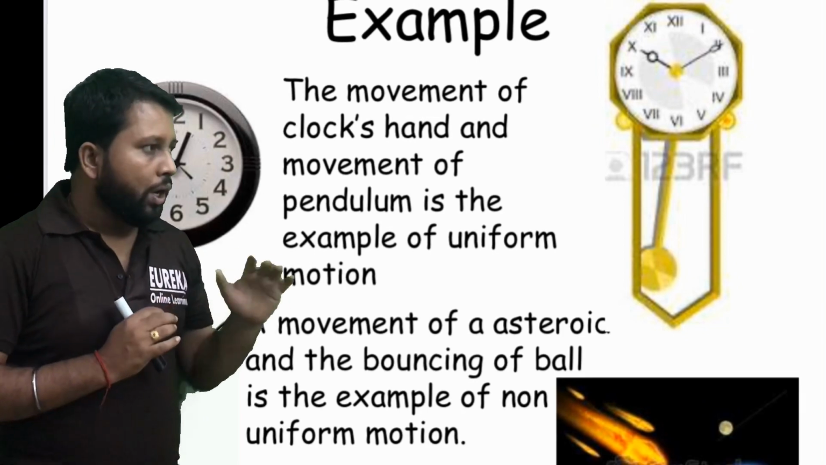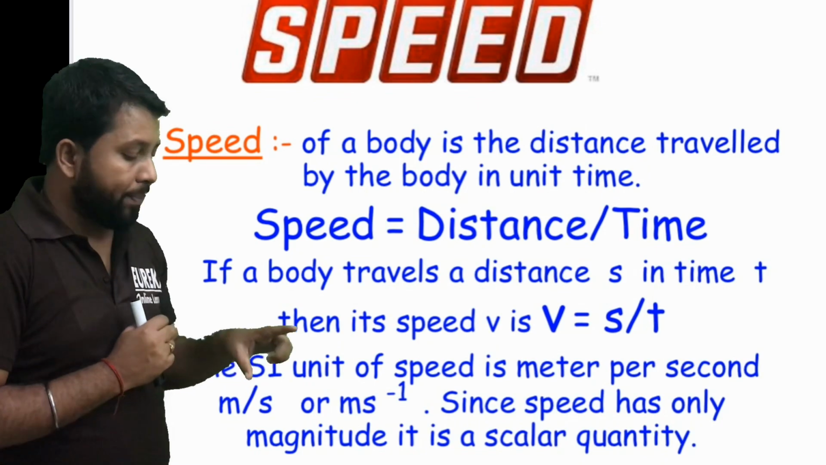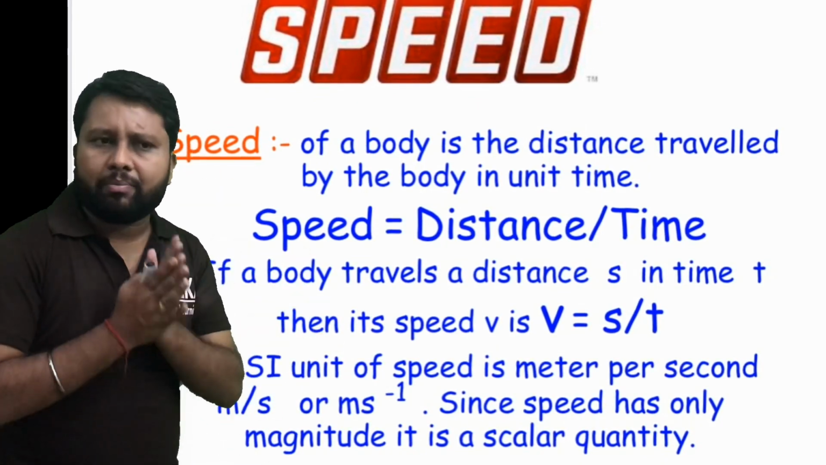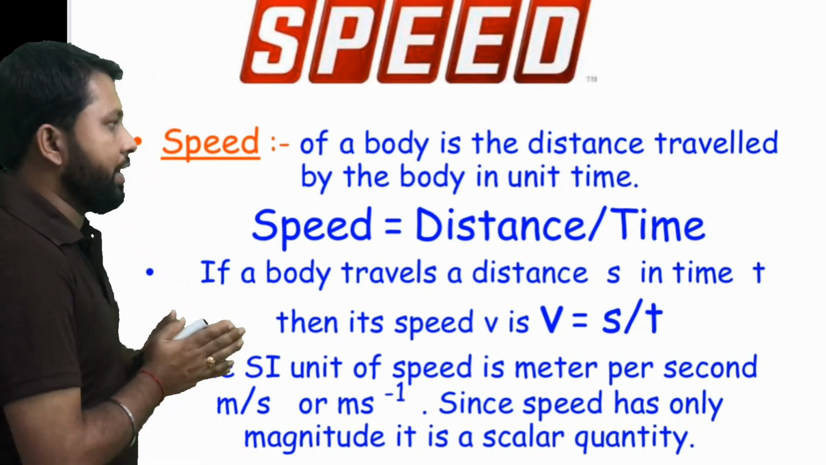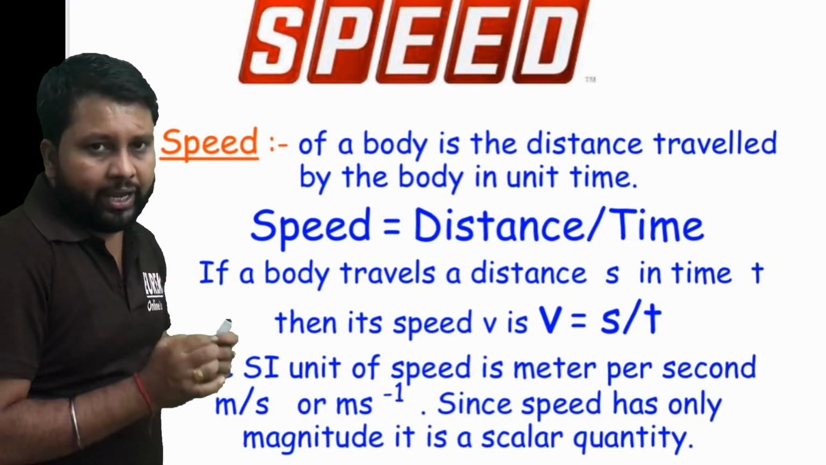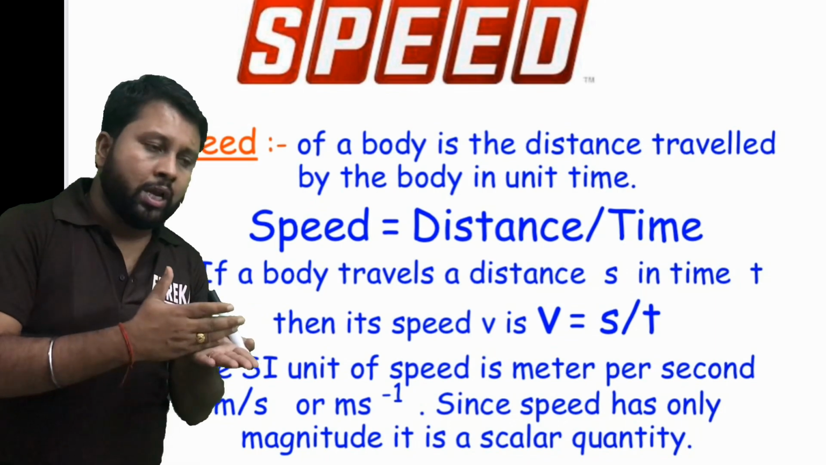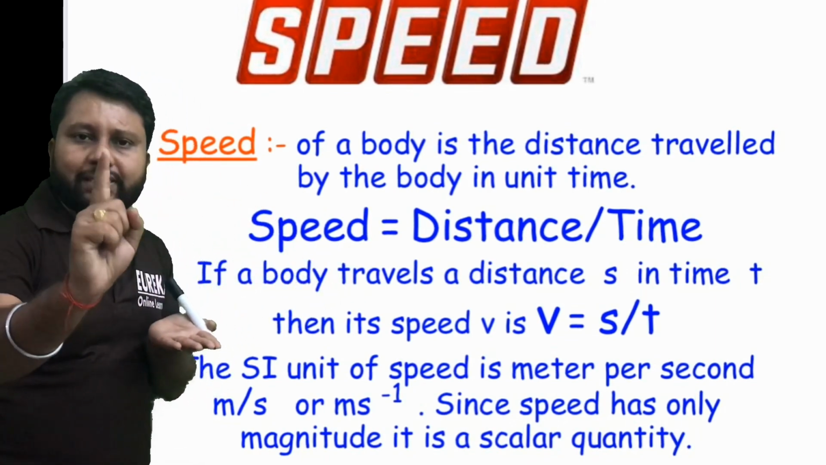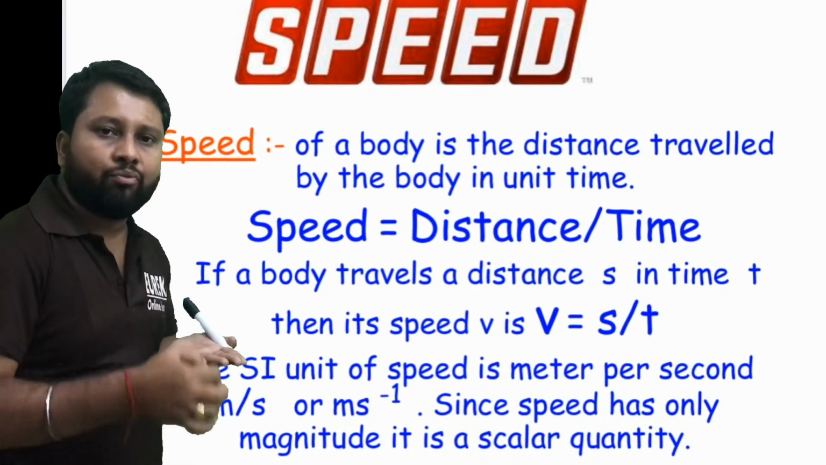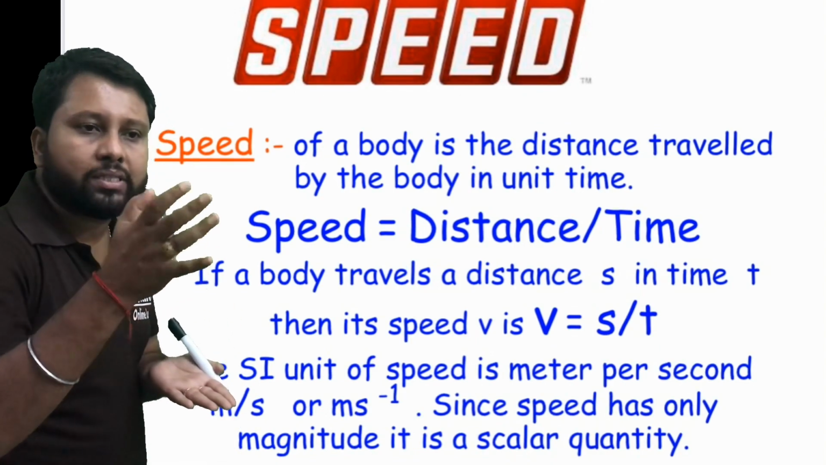Okay, now we'll move to our next topic, speed. It is a very important topic. What is speed? Speed of a body is the distance traveled by the body in unit time. What does it mean? Suppose a body travels 10 meter in 1 second. 1 second means unit time. If a body travels 10 meter in 1 second, what is the speed? The speed will be 10 meter per second, exactly.